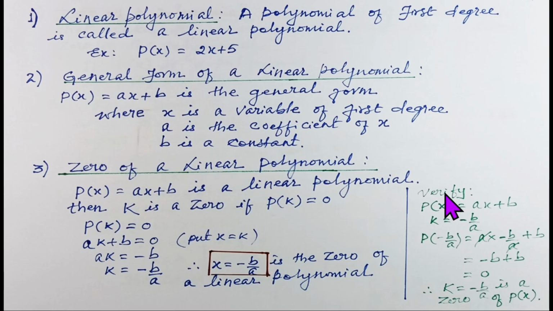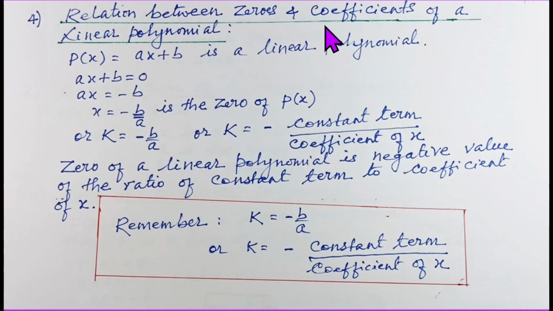We can verify this. Now we have been given p(x) is equal to ax plus b, k is minus b by a, find p(k). So wherever x is there, put minus b by a, we will find that it is 0, and therefore k is equal to minus b by a, or x is equal to minus b by a is 100% the zero of the given linear polynomial, that is p of x is equal to ax plus b. Now what is the relation between zeros and the coefficients of a linear polynomial?